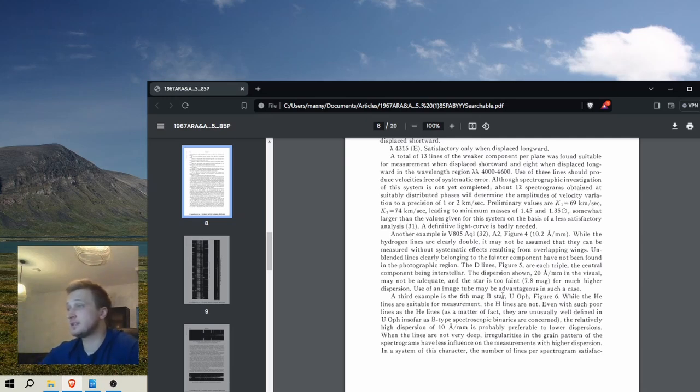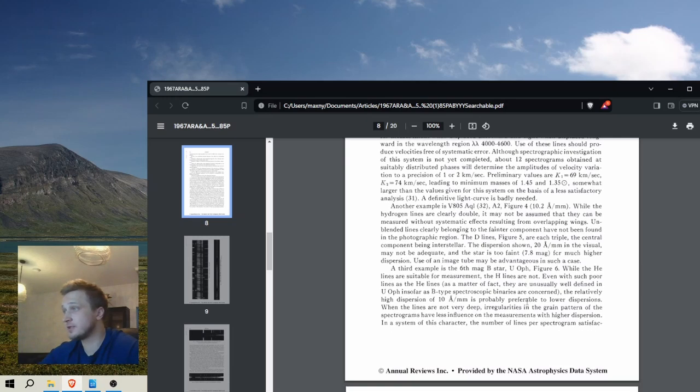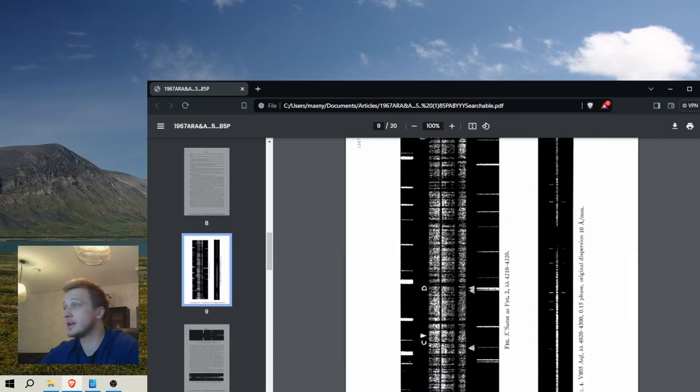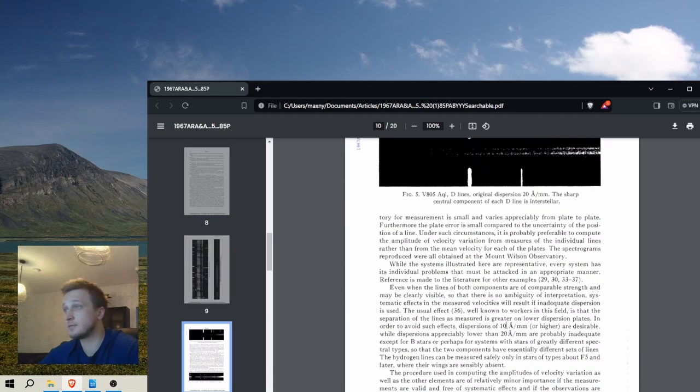A third example is the 6th mag B star U of figure 6. While the He lines are suitable for measurement, the H lines are not. Even with such poor lines as the helium lines, as a matter of fact, they are unusually well defined in the U of insofar as the B-type spectroscopic binaries are concerned. The relatively high dispersion of 10 angstrom per millimeter is probably preferable to lower dispersions. When the lines are not very deep, irregularities in the grain pattern of the spectrograms have less influence on the measurements with higher dispersion. In a system of this character, the number of lines per spectrogram satisfactory for measurements is small and varies appreciably from plate to plate.